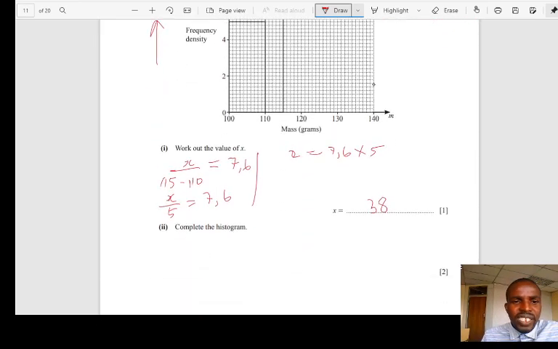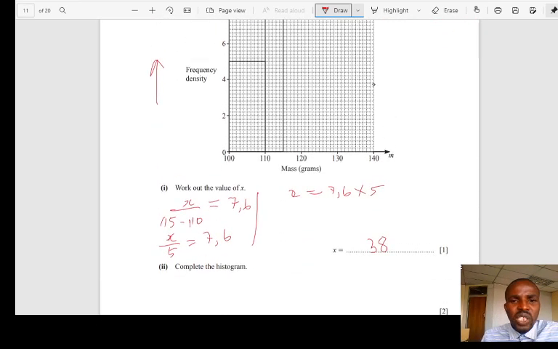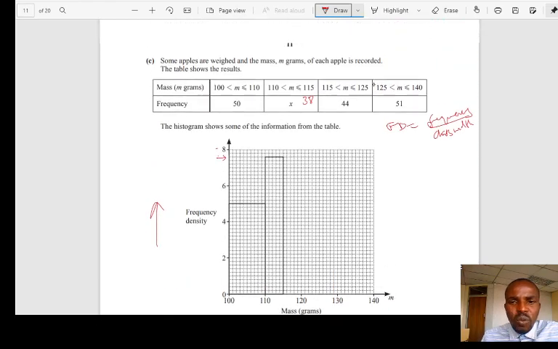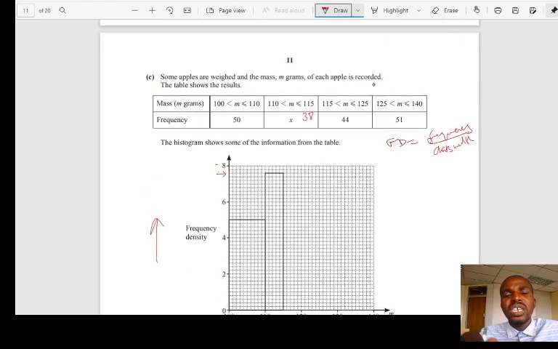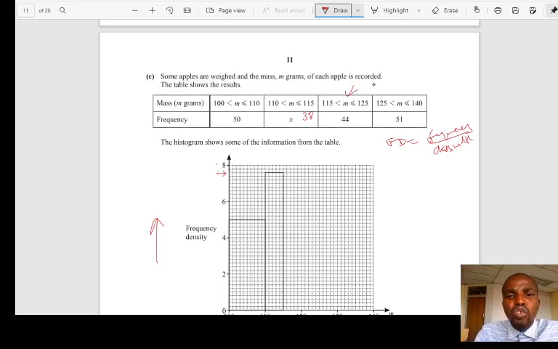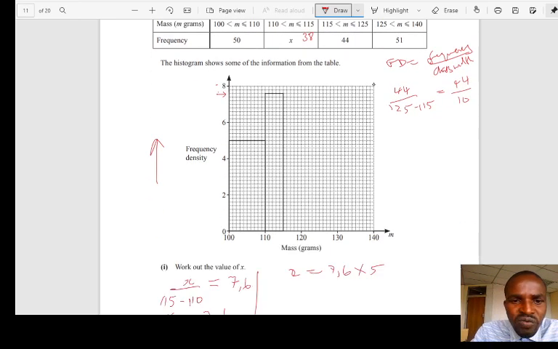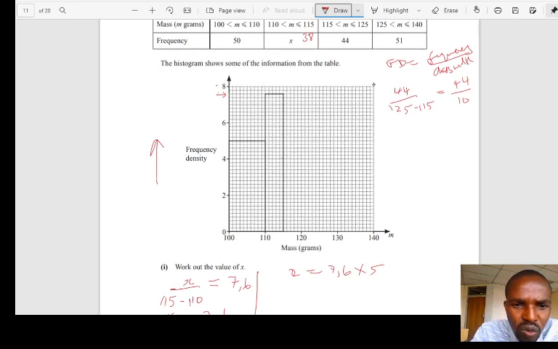Next, they say complete the histogram. So you have to find the frequency density of each of these ones. So this class, 115 to 125, you say frequency, which is 44, over class width, 125 minus 115. Then 44 over 10 is 4.4. So here it's 4.4. You come here and plot 4.4, which is here: 4.2, 4.4.